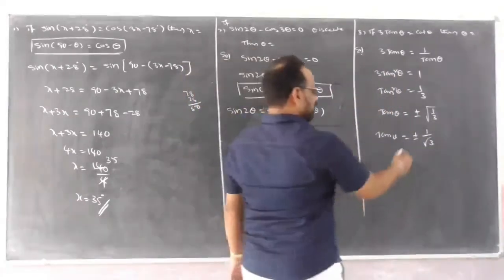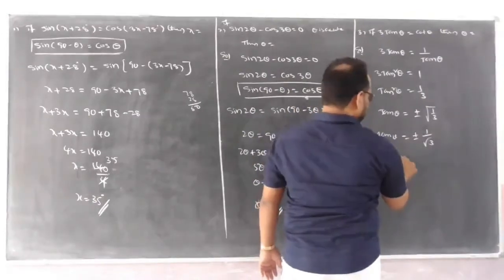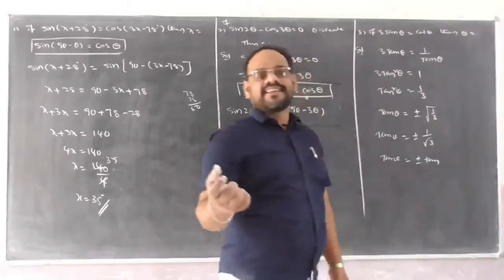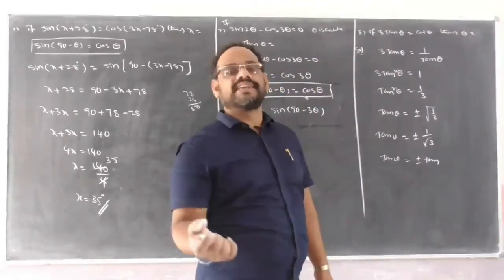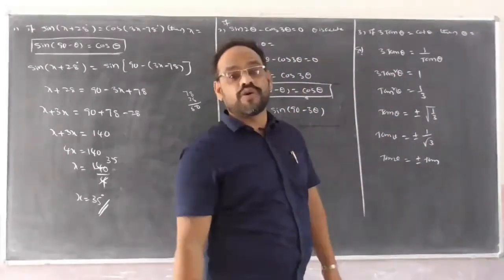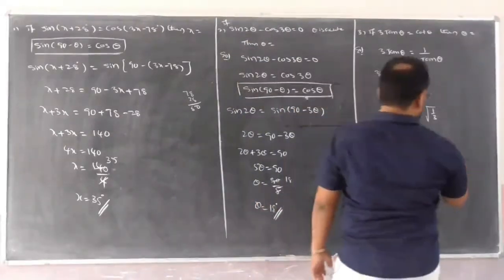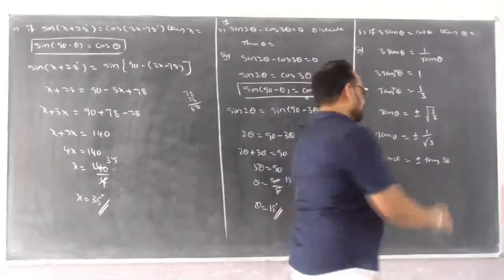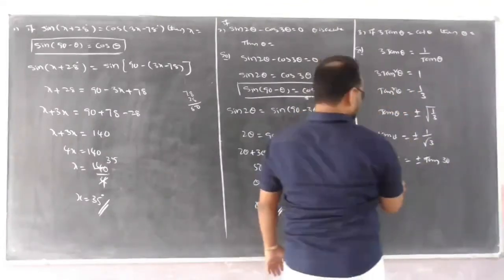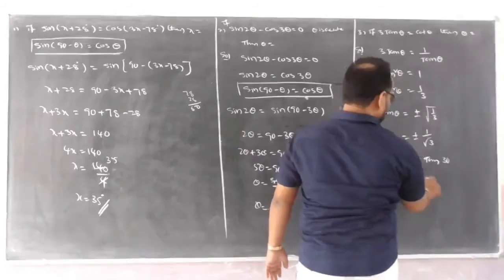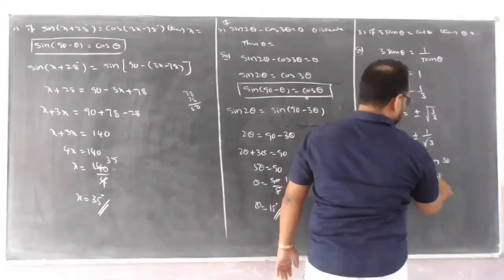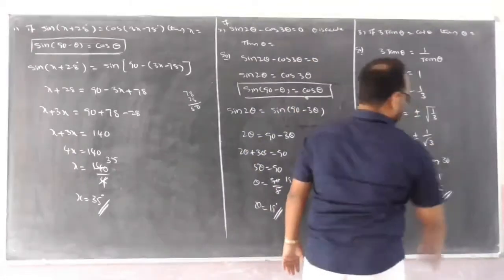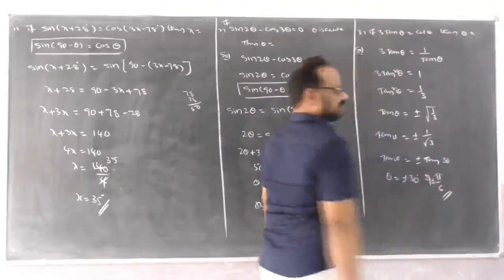So clearly we know that tan theta is equal to plus or minus tan 30, since the tan 30 value is 1 by root 3. Tan 30 value how much? 1 by root 3. Comparing this, we get theta is equal to plus or minus 30 degrees, that is plus or minus pi by 6.